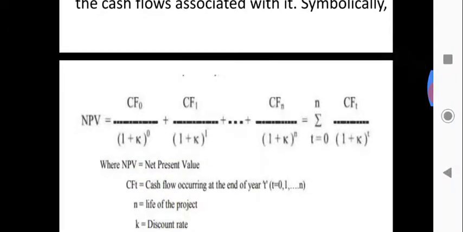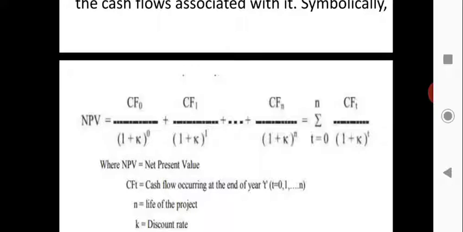Symbolically, the cash flow is CF0 by (1 plus K) raised to 0, where CF0 is the invested amount, so it is negative, plus CF1 by (1 plus K) raised to 1, and so on, where N is the total number of years of the life of the project. CFT is the cash flow occurring at the end of year T. At T equal to 0, CF0 is the invested amount. CF1 is the cash flow you get after investing, for the first year. CF2 is the cash flow you get after the second year. It goes like that.